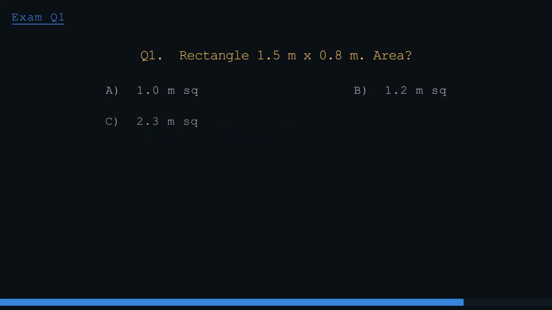Question 1. A rectangular panel is 1.5 meters by 0.8 meters. What is its area? Pause and choose your answer. The answer is B, 1.2 square meters. 1.5 times 0.8 equals 1.2.